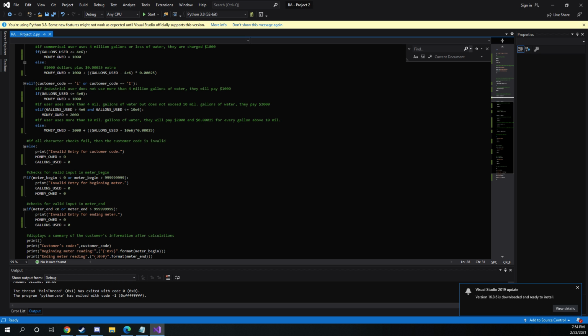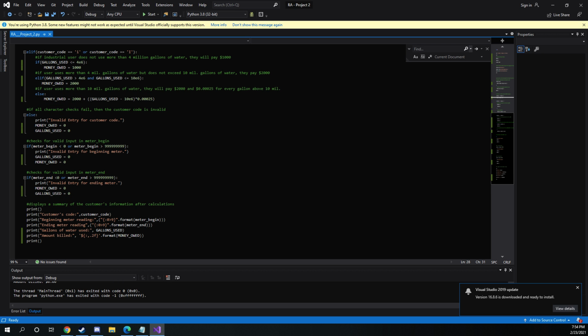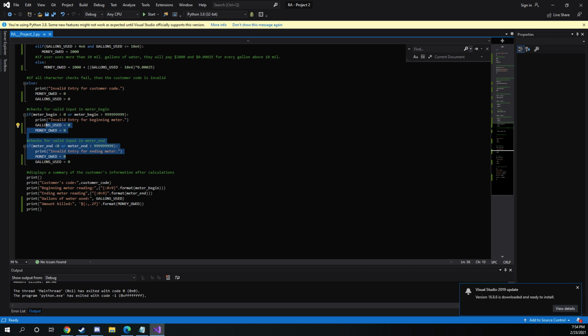Now, after all these error checks and all these input checks, we're just going to display a summary of the customer's information after all the calculations, of course. So we're just going to show the user what their customer code was. So if it was residential, we're going to show R, what the beginning meter reading was for them, the ending meter, the amount of gallons they used, and the amount that they're billed at the end.